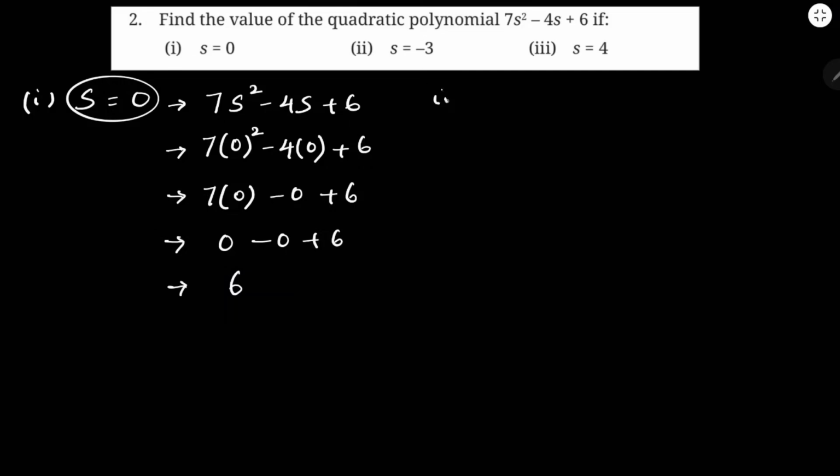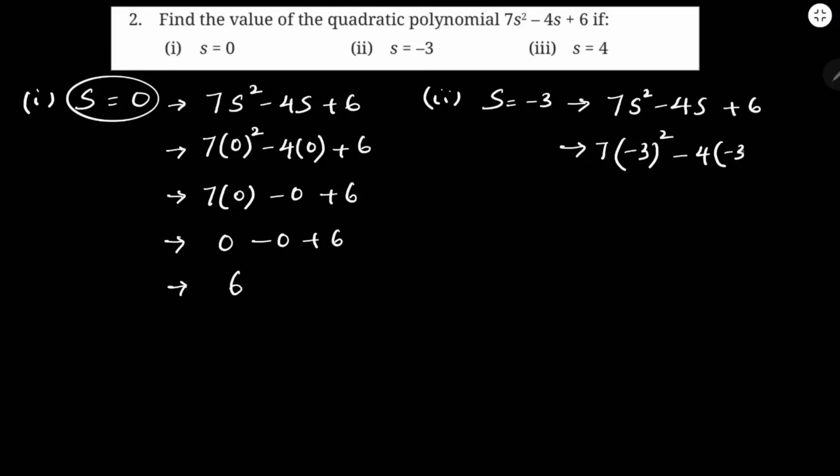Second one, at s equals minus 3. So the polynomial is 7s square minus 4s plus 6. 7 into minus 3 whole square minus 4 into minus 3 plus 6. So minus 3 whole square is 9, because minus 3 into minus 3, minus into minus plus, 3 into 3, it's 9.